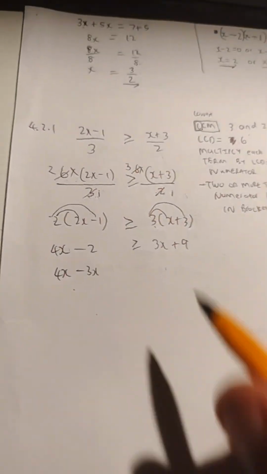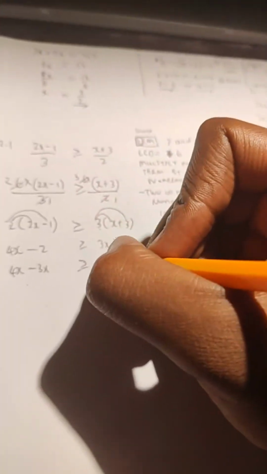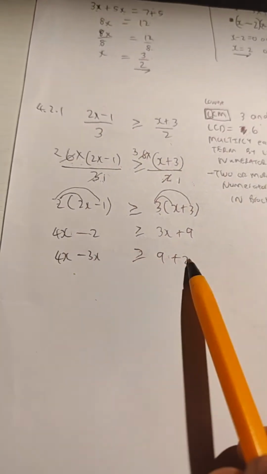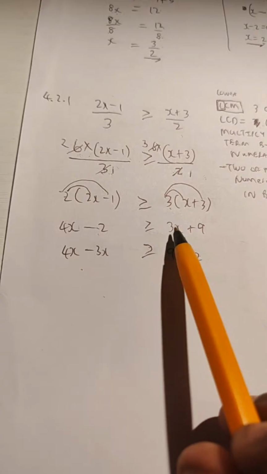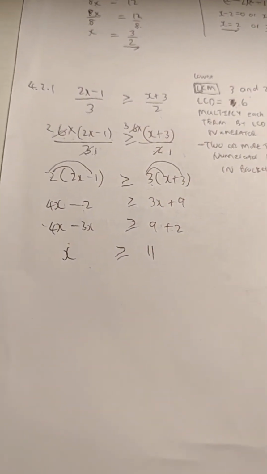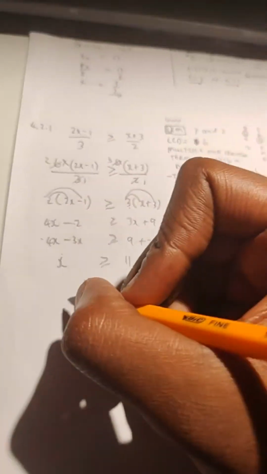And what you simply do is isolate the x values. By transposing, you isolate the numerical values on the right. So the negative becomes positive 2, the 3x becomes negative 3x. 4x minus 3x is x, which is greater than or equal to 11. Guys, we are not done, because remember they said show the answer on a number line.